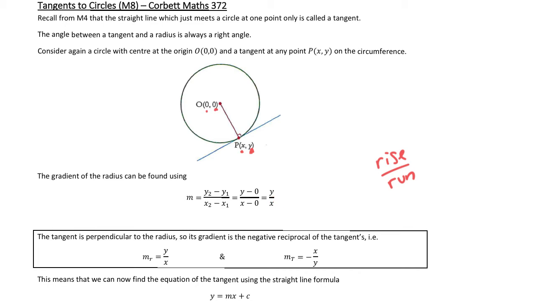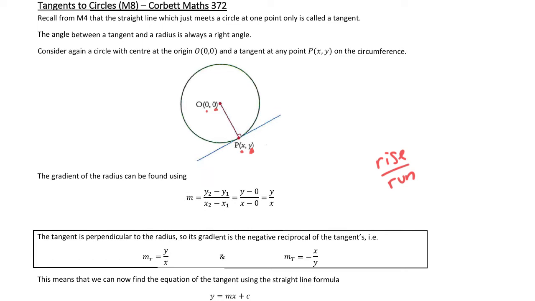Now, if we wanted to work out the gradient of the tangent, it is perpendicular to the radius, and perpendicular gradients are the negative reciprocal of each other. The reciprocal turns a fraction upside down, so it's going to be x over y, and because this is positive, the negative reciprocal is going to be negative x over y. So the gradient of the tangent is minus x over y.